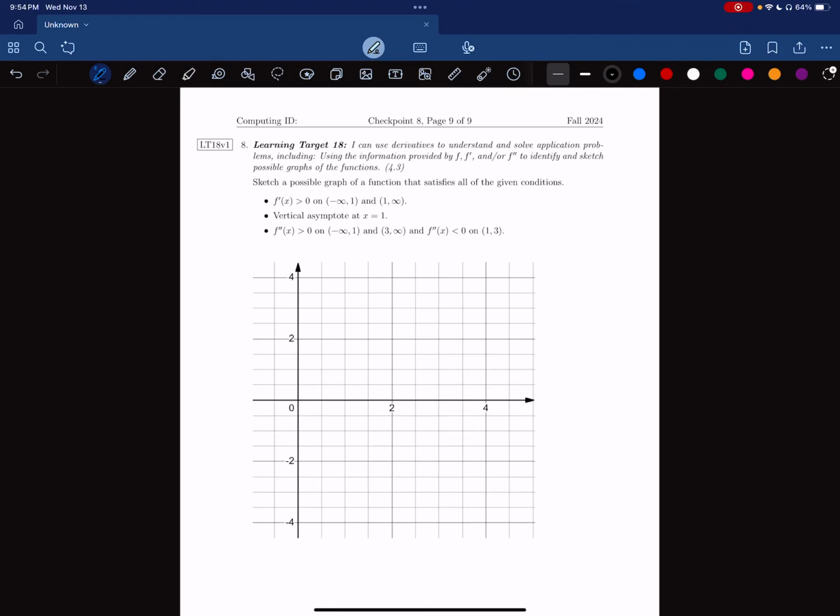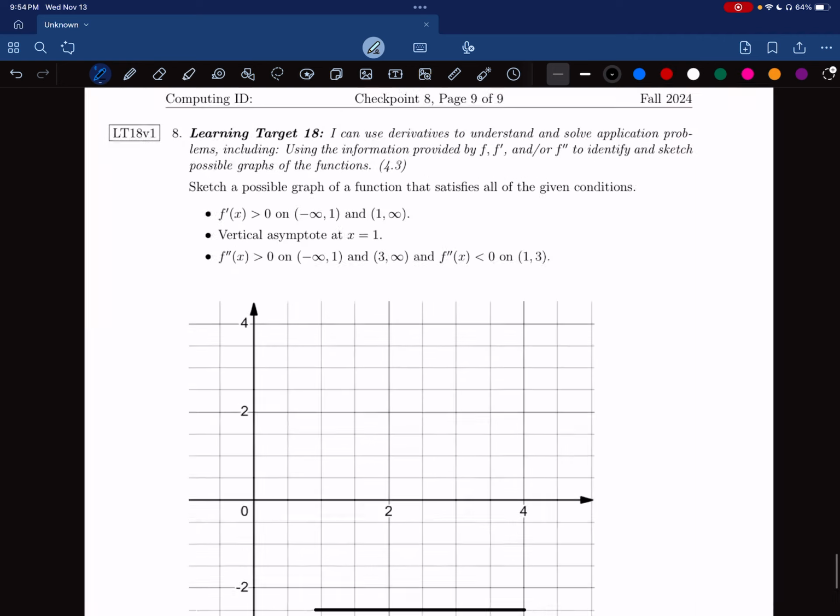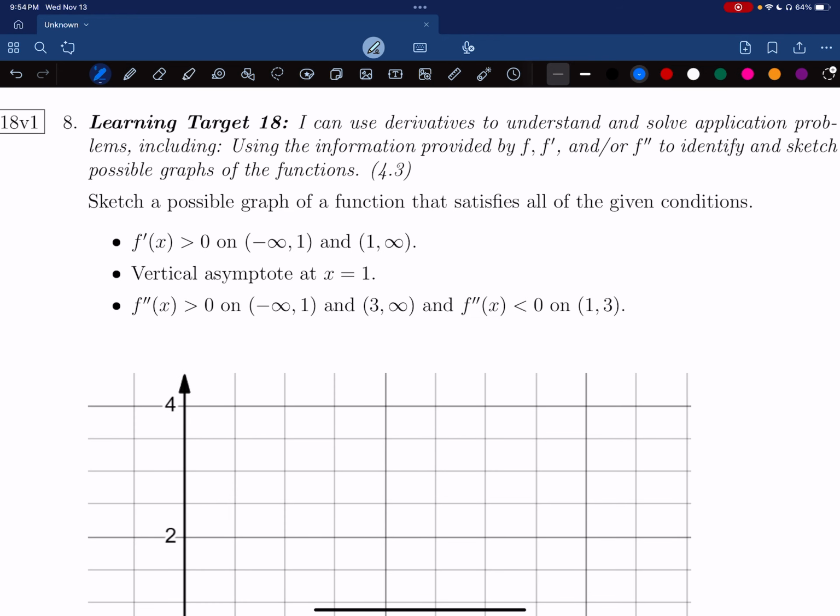Everybody, in this video, I'll be going over Learning Target 18, where we can apply our knowledge of increasing and decreasing intervals as well as concavity to draw a possible graph of a function that satisfies some conditions. So let's just jump into these conditions.